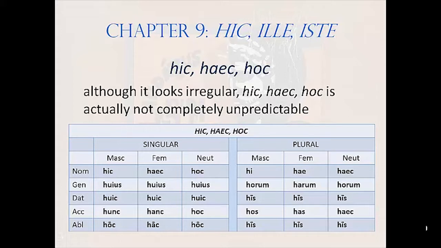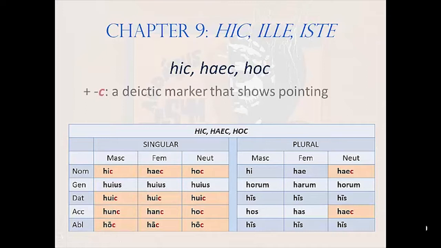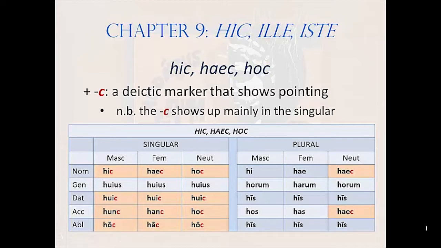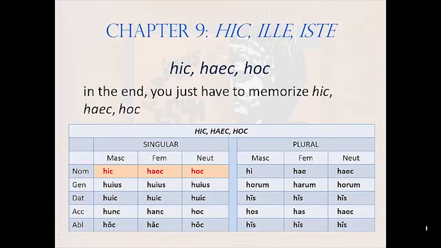Looking at hic, haec, hoc linguistically shows that it's not as irregular and unpredictable as it might seem on the surface. To begin with, the base is clearly h-, to which have been added, for the most part, first and second declension endings. With, of course, one minor irregularity: h changes into hu in the genitive and dative singular. And the c deictic marker we discussed above shows up quite regularly, but in every instance except one, in the singular. In general, the singular is more irregular than the plural, so you'll just have to memorize hic, haec, hoc.